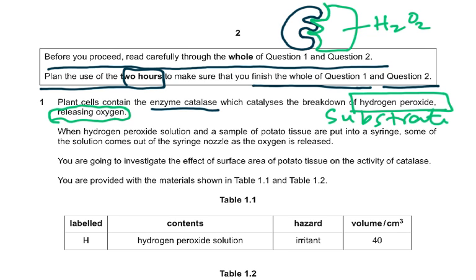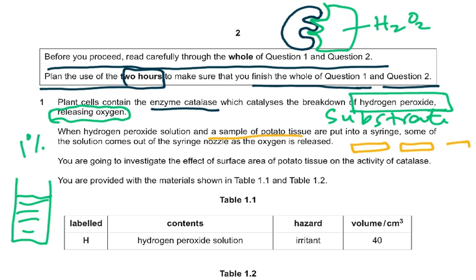When you take hydrogen peroxide solution, in your mind you should ask: is this a 1% solution? Is this a 2% solution? Is it a 3% solution? And you are going to use samples of potato tissue, right? You're going to use pieces of potato, and these contain the enzyme catalase, right?